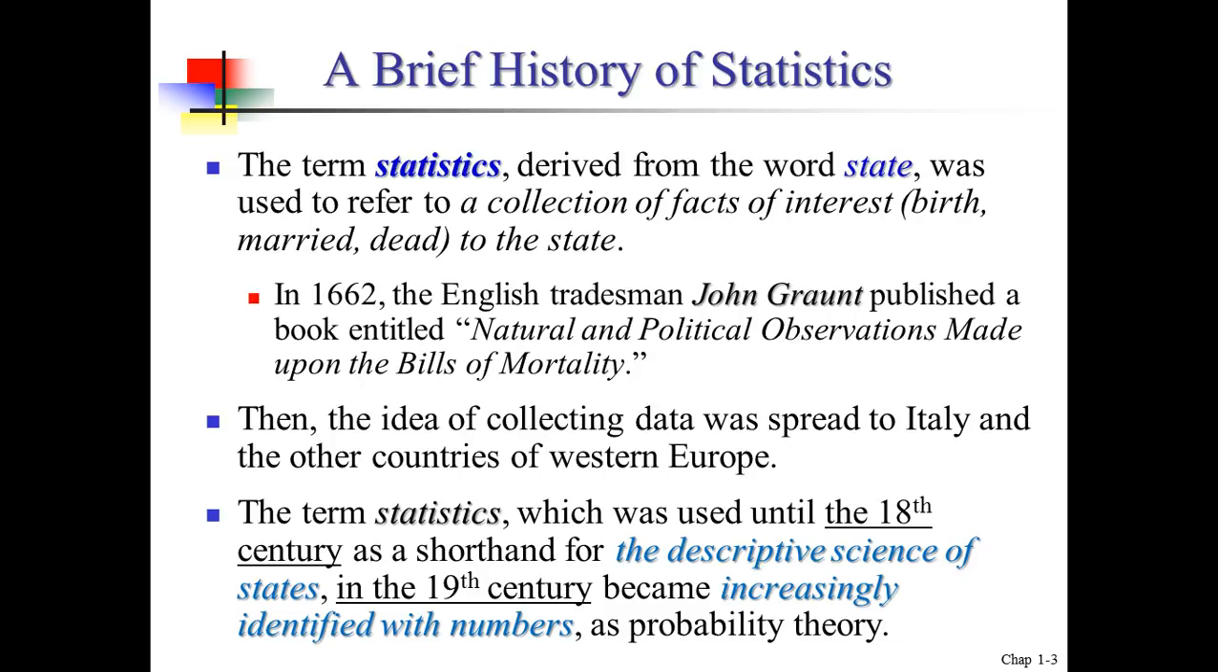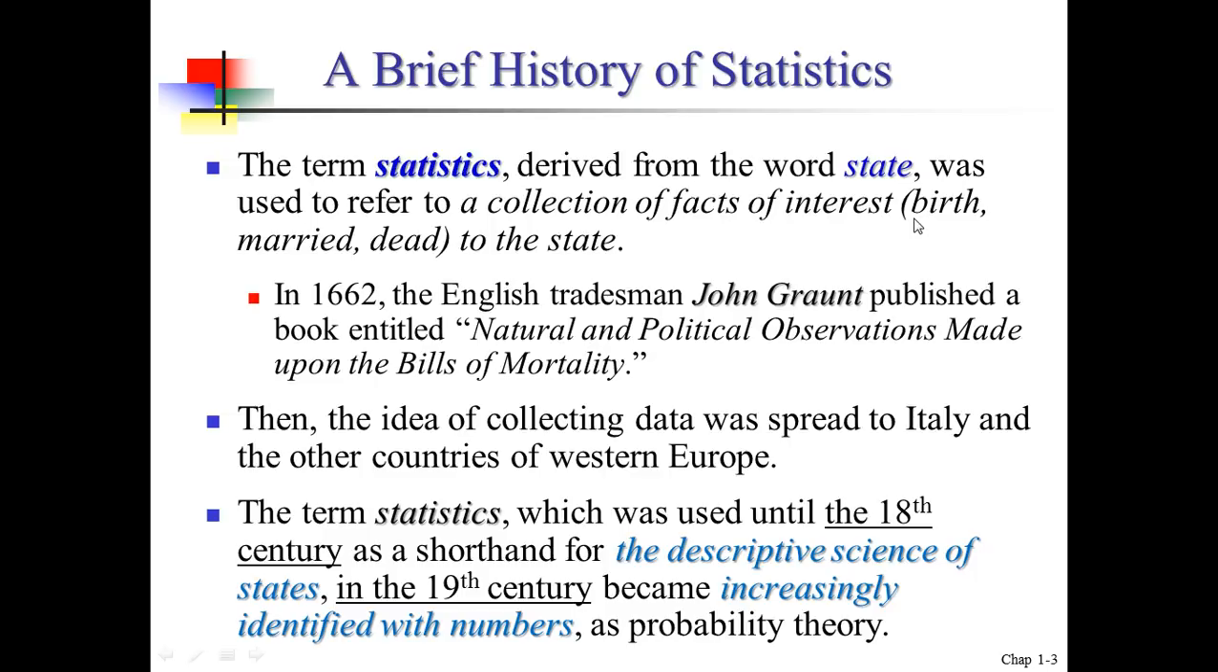The word state was used to refer to a collection of facts of interest. For example, births, the number of babies born today, the number of couples married today, or the number of people who died today. This is a state that the city or the country has. Or for example, in terms of your family: how much you earn, how much you spend. This is your family status in terms of income or expenditure. So the word statistics is derived from the word state, used in order to describe or explain a collection of facts of interest.